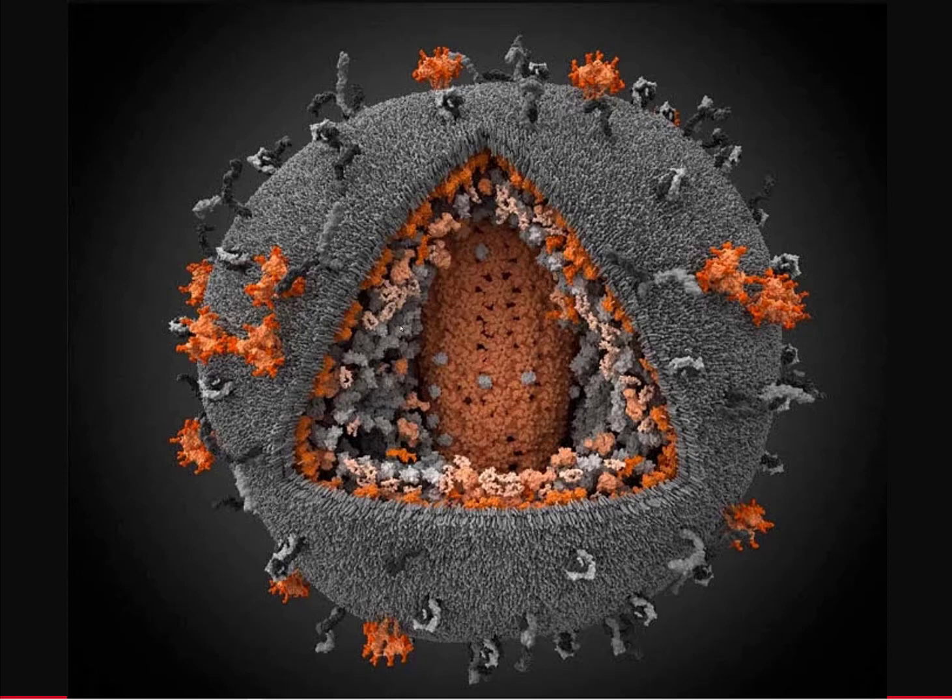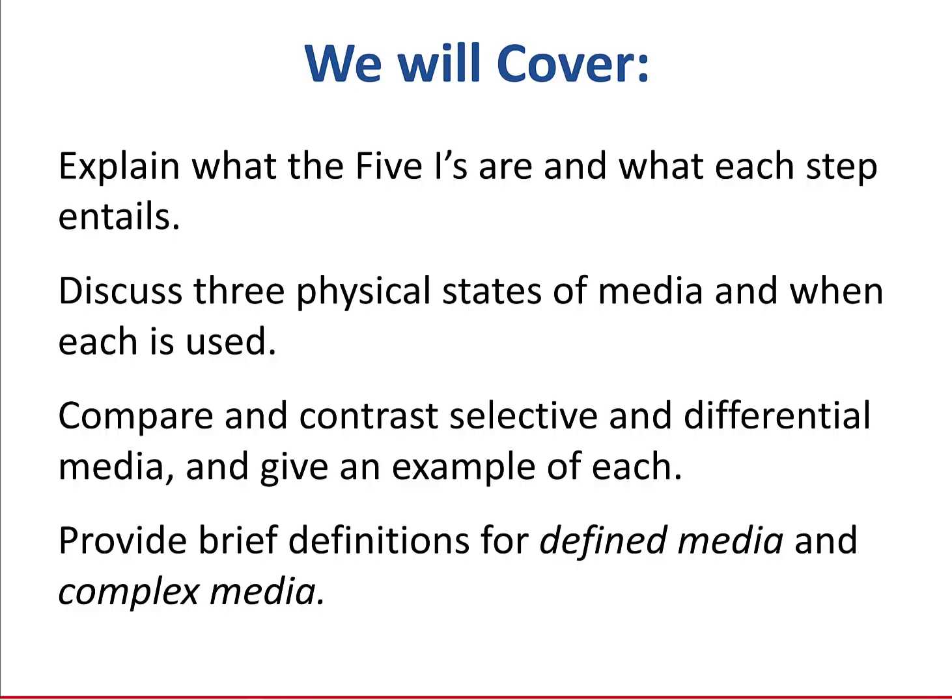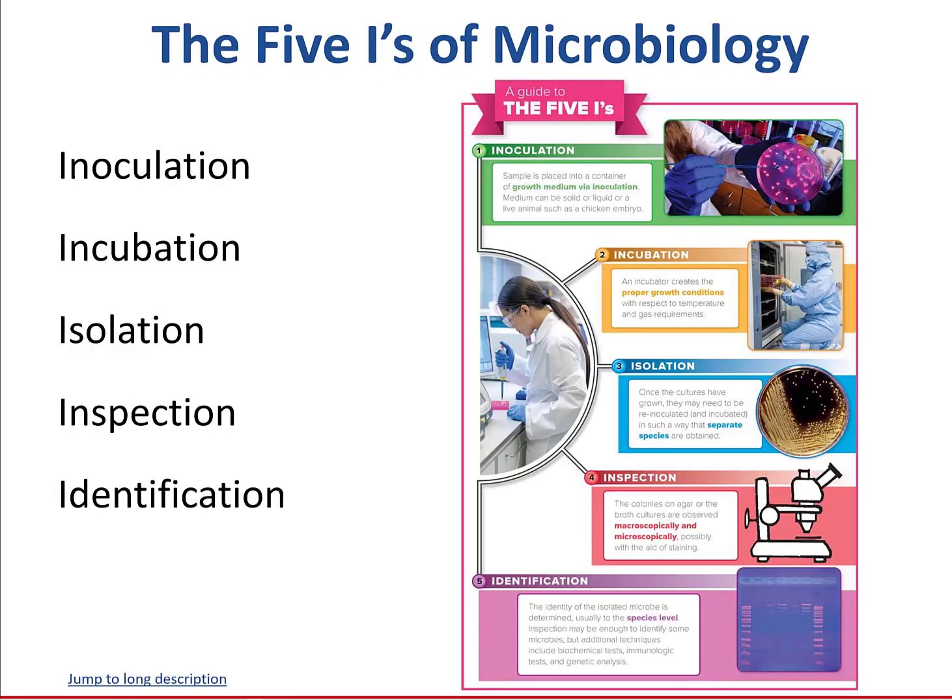So we'll explain the 5 I's, but as far as a lab is concerned, so you saw in chapter 1 some aspects of the 5 I's. Discuss 3 physical states of media and compare and contrast selective and differential types, and defined and complex. So I've already kind of mentioned these things, but we'll go over these. So in the folder for chapter 2, I have the 5 I's listed as a graphic, just very graphic. If you'd like to have that, it's there.